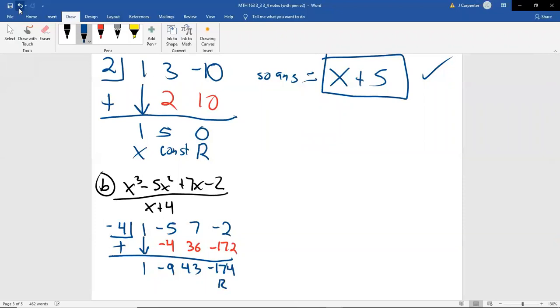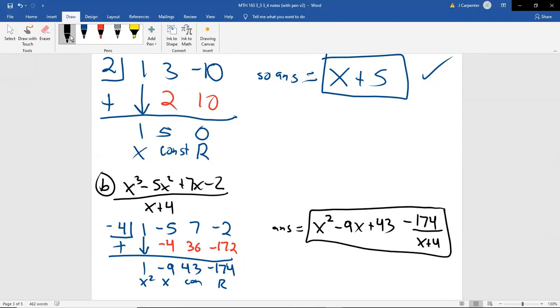But then from right to left, it's remainder. The 43 would be the constant. The negative 9 would be the x coefficient. And the 1 would be an x squared coefficient. So our answer would then be the 1x squared, which I will not write the 1, minus 9x plus 43. Now there is a non-zero remainder, so we need that extra bit. And it's going to go minus 174 or plus negative 174, whichever you prefer, over then the original denominator, which was x plus 4. And that's our answer.